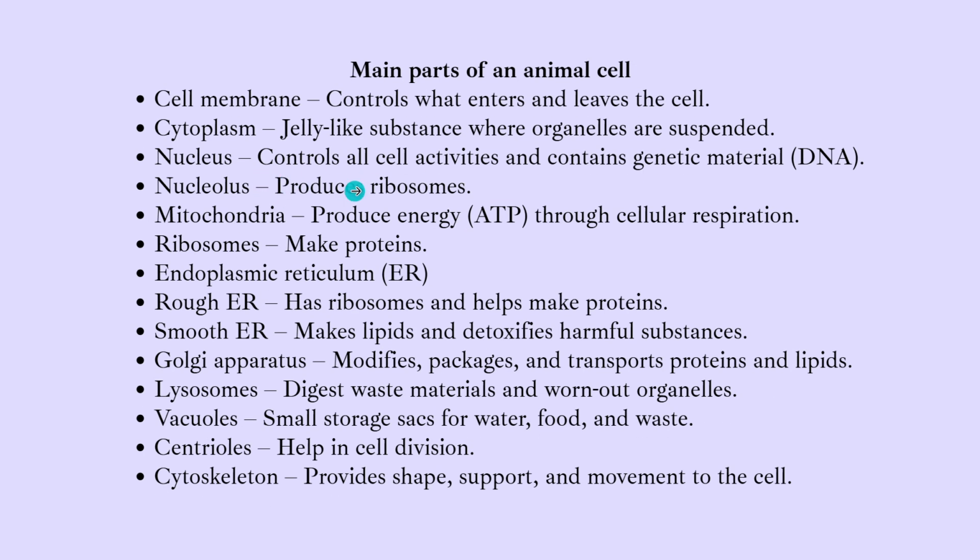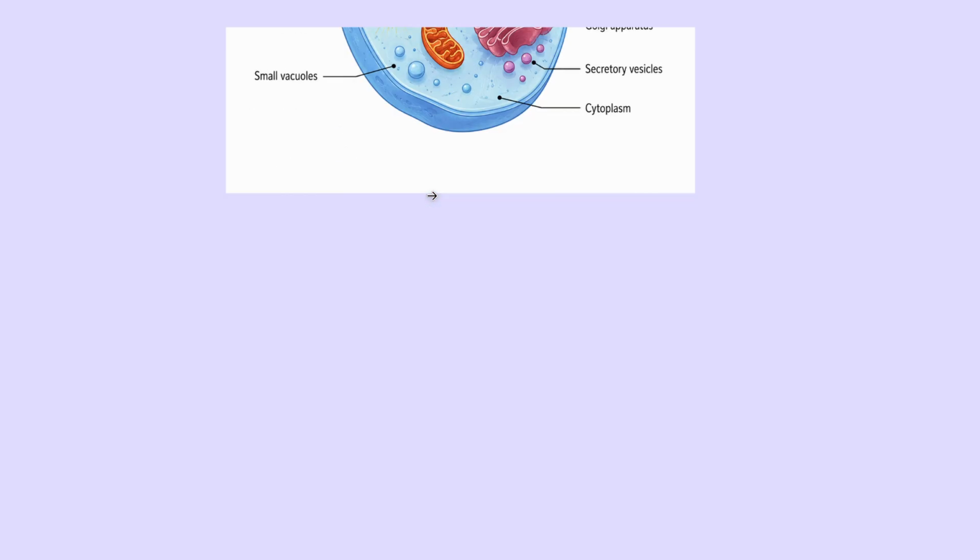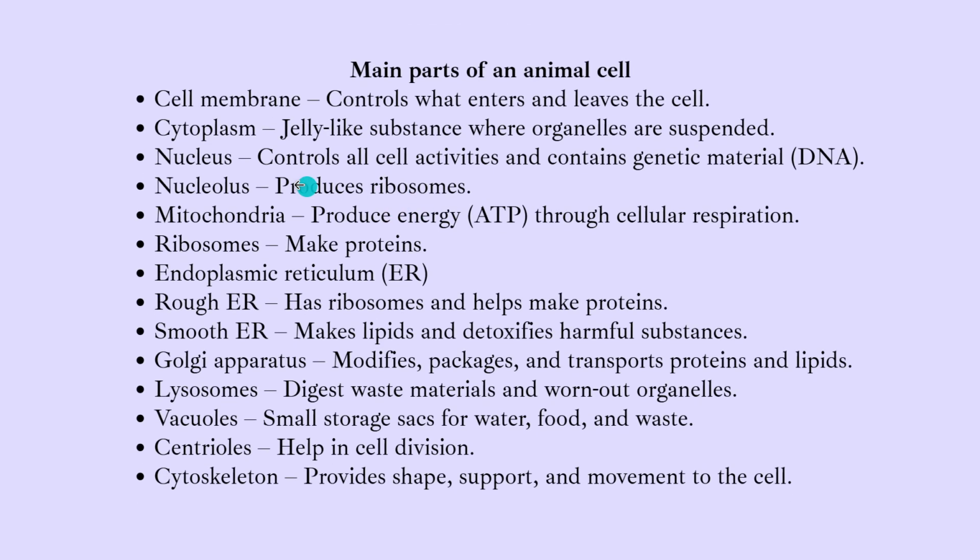Then we have the nucleus. The nucleus is like the brain of the cell. It controls all the cellular activity. How does it control? Because it has the genetic material, DNA. Then we have the nucleolus. The nucleolus is a small structure within the nucleus. It is the site where the ribosomes are produced.